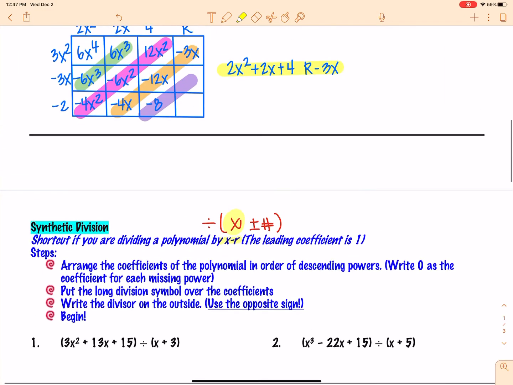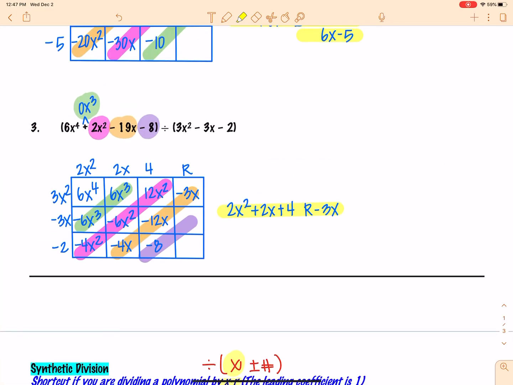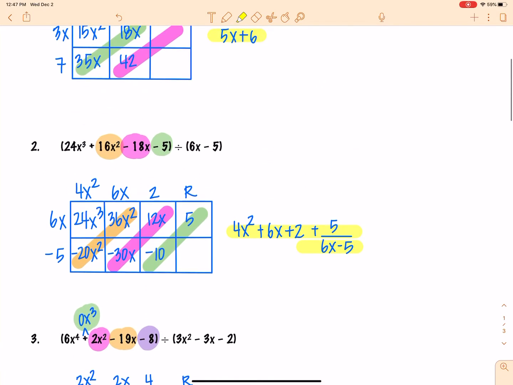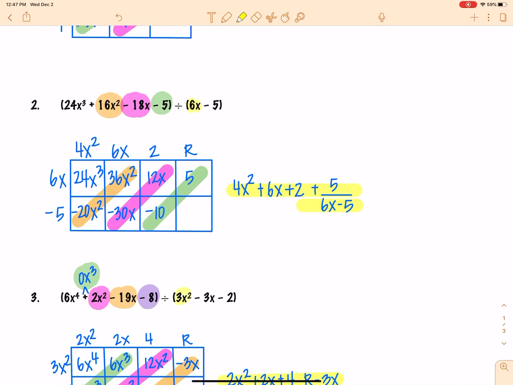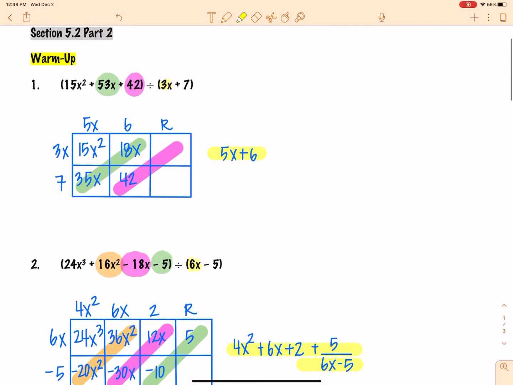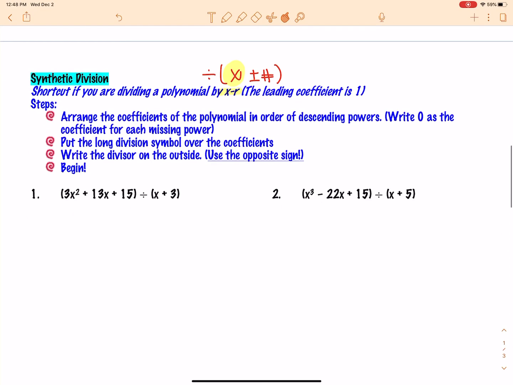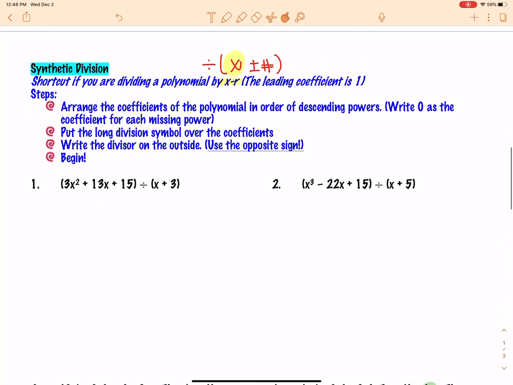So for example, look at all the problems we have on our warm-up problems. You cannot do the shortcut for any of these problems because they all have something in front of the x's. This one's even x squared on number 3. So, like I said, don't get too excited and ignore the box method. But for problems like number 1 and 2 below, you see how there's only an x here. Now we can use the shortcut.